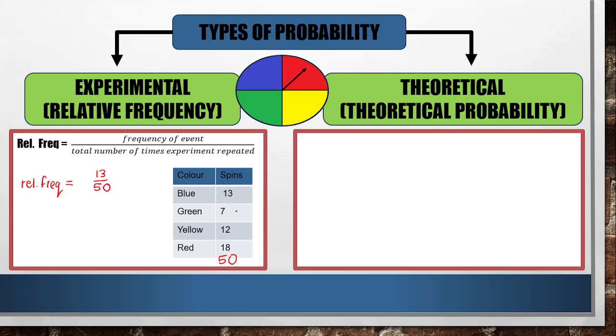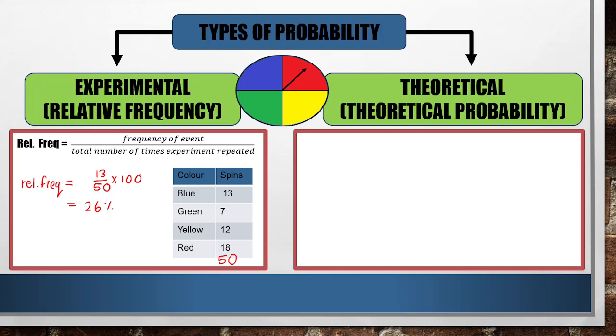And the same thing here, green would be 7 over 50, yellow 12 over 50. We could simplify that to 6 over 25, and 18 over 50, we could simplify that too. If they do ask for percentage, all you need to do is just times by 100, and that should give us our percentage, which would be what? 26%.